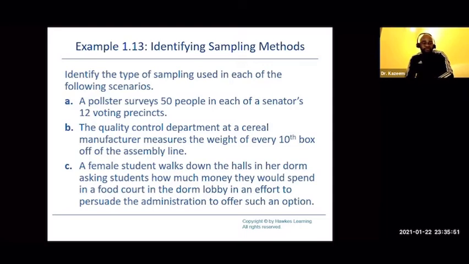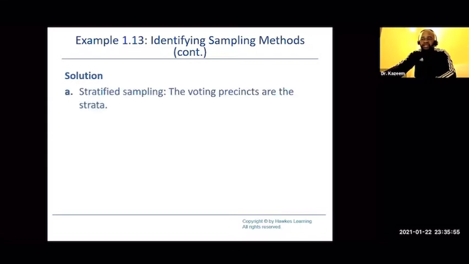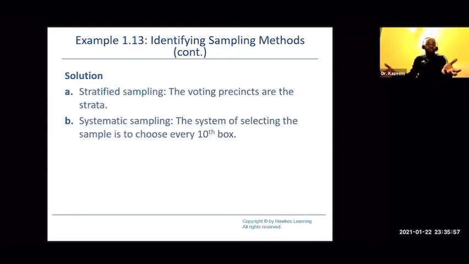Now take a look at that, and that was question B. I said the result is systematic sampling, because the system of selecting the sample is to choose every 10th. It could be every 7th, every 11th. You've got to decide on that.